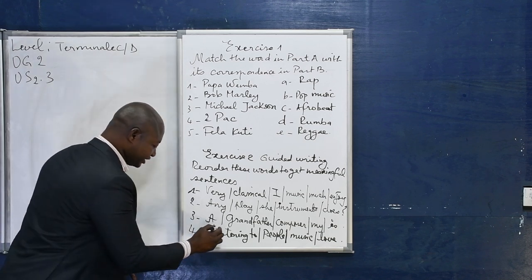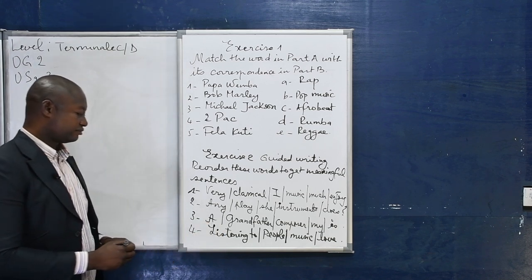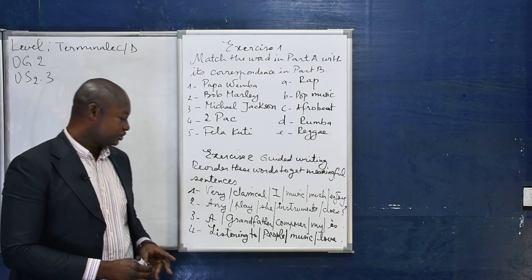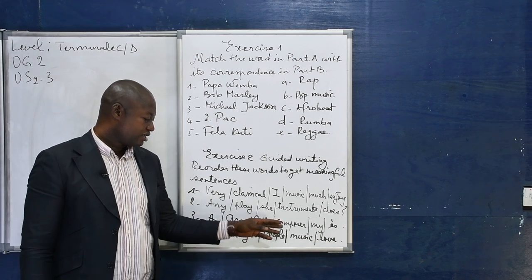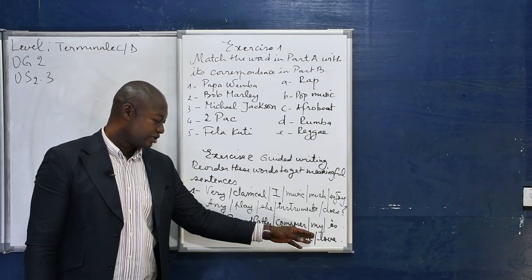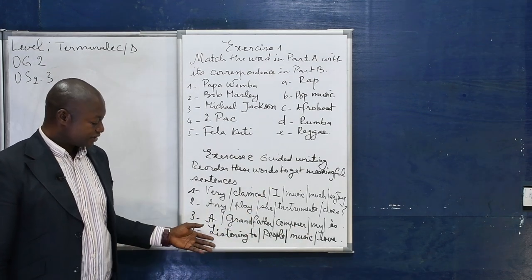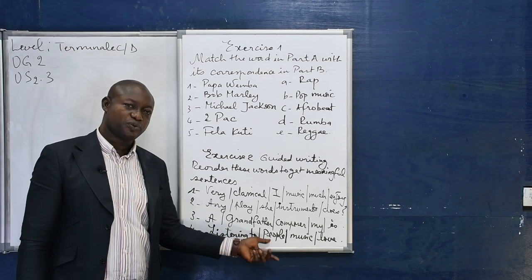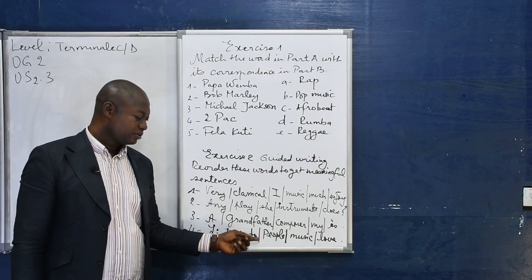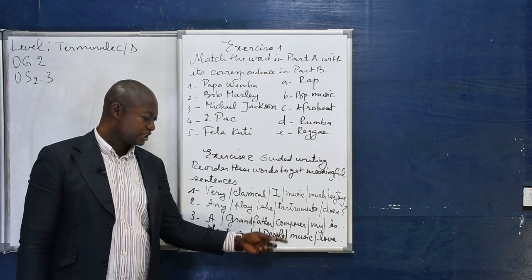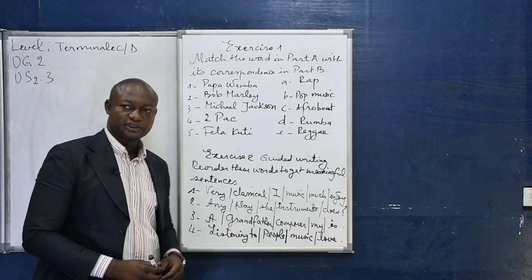We have listening. We have: listening, to, people, music, love. Généralement, listening to, ça s'accompagne par la préposition to. Listening to people, music, and love.